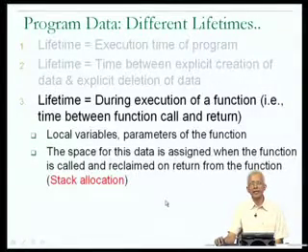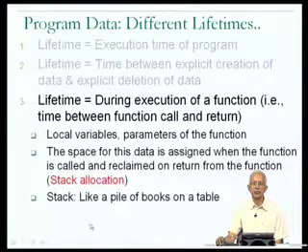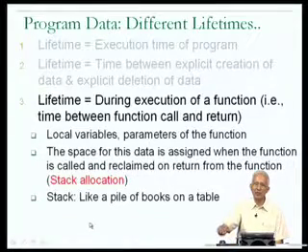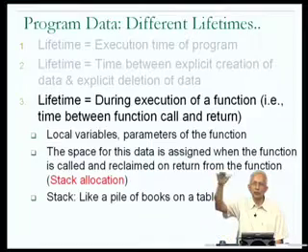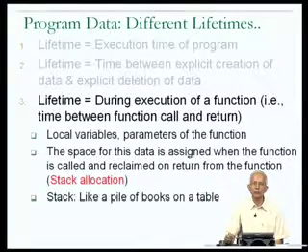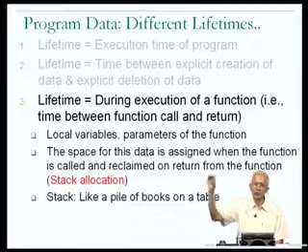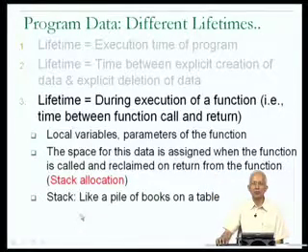Now, space for this kind of data is assigned on something called the stack, and therefore this kind of allocation for this kind of data is what is known as stack allocation. Many of you would have heard about the stack before. The stack is a kind of data structure which is somewhat like a pile of books on a table. If you want to add a new book onto the pile, you can only put it onto the top. And if you want to remove a book from the pile, you can safely remove only the book from the top. And this is what is known as a last in, first out, or LIFO data structure.